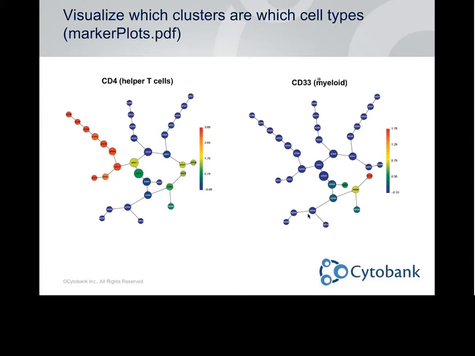Regardless of what association model you use, you will get in your results a set of PDFs and a set of CSV files. Regardless, between whatever groups or whatever association models you use, you will get a marker plots PDF. This essentially is the phenotype of the different branches in your Citrus tree. So this will use just the markers that you set as clustering channels in the analysis. And you can see here, there's a CD4 positive branch. Here you can see the CD33 positive node.